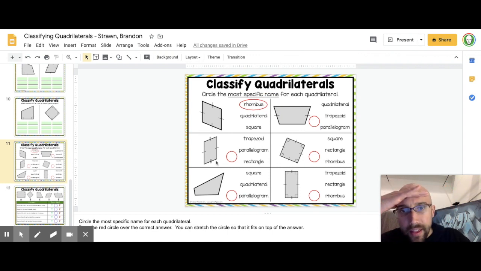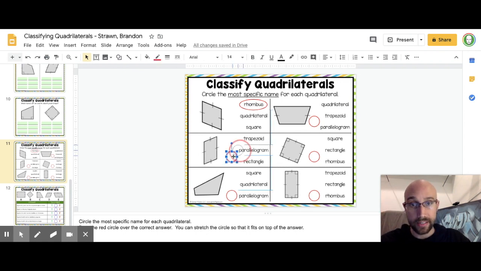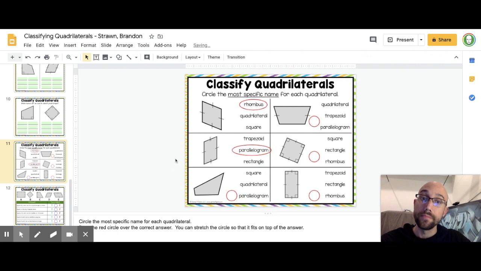Shabam. Then let's see one more. I see opposite sides are congruent. Well, we had an example like that just a second ago. That is definitely going to be a parallelogram. Okay, keep going from there.